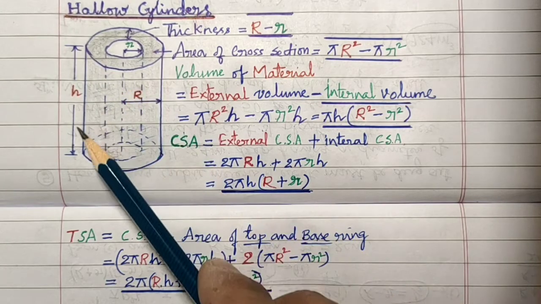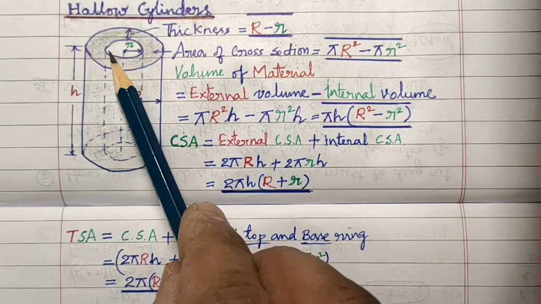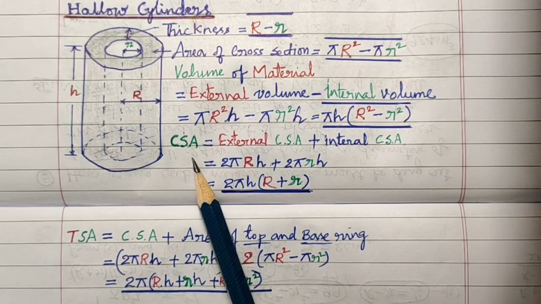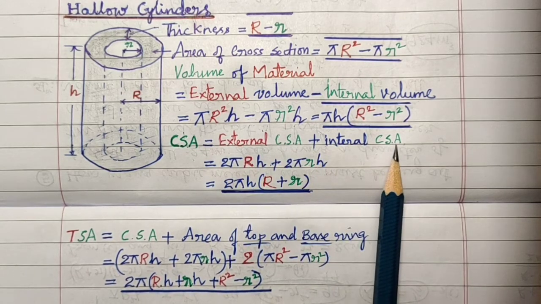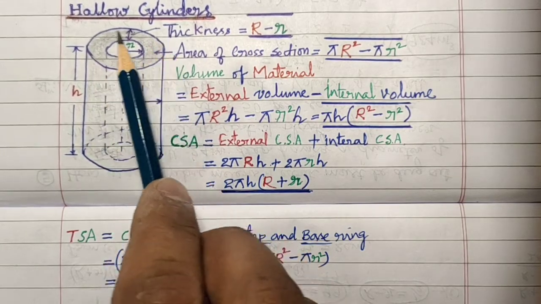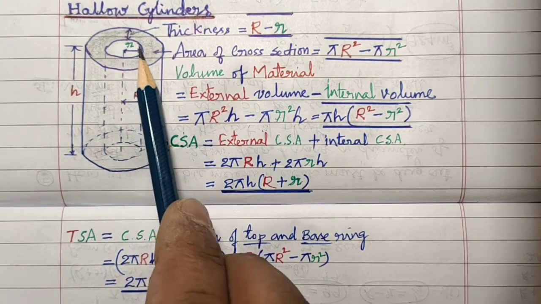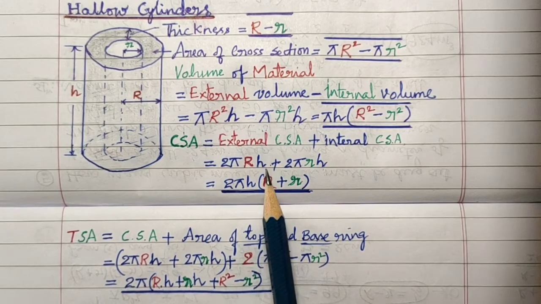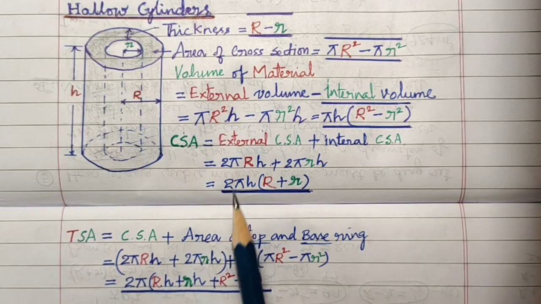Curved surface area: the external curved surface area, and we need to take the internal curved surface area too, so that will give the curved surface area. External curved surface area plus internal curved surface area. The external curved surface area is 2 pi R into h. The internal curved surface area is 2 pi r into h. Taking 2 pi h as common, we get R plus r. This is the curved surface area.